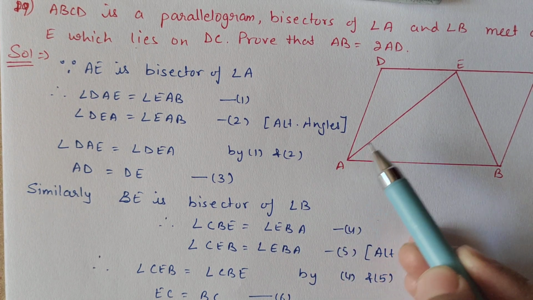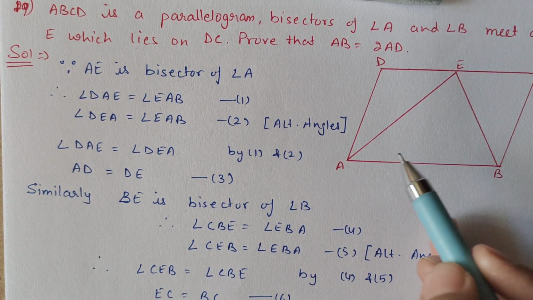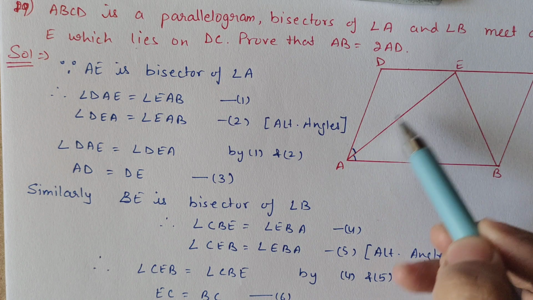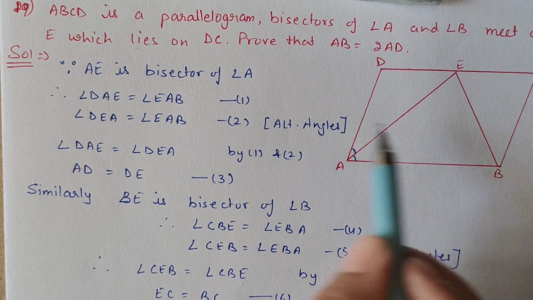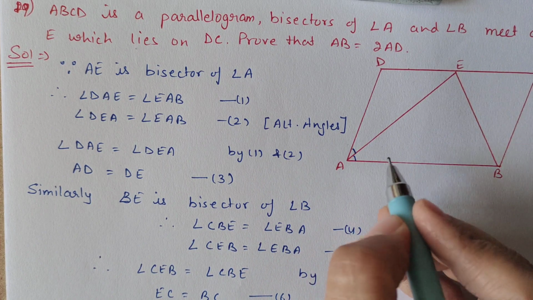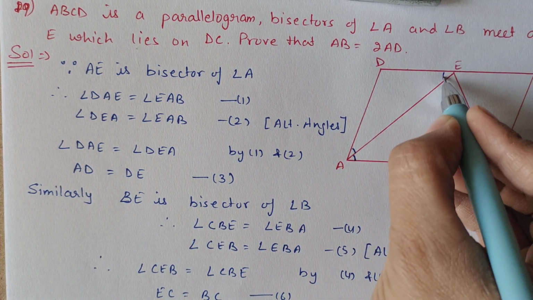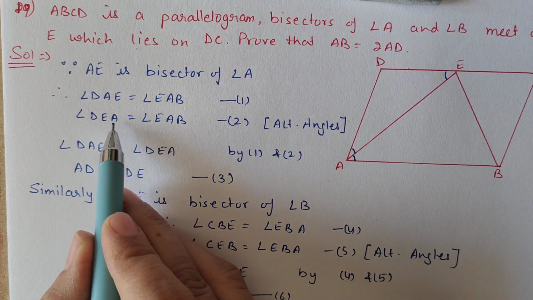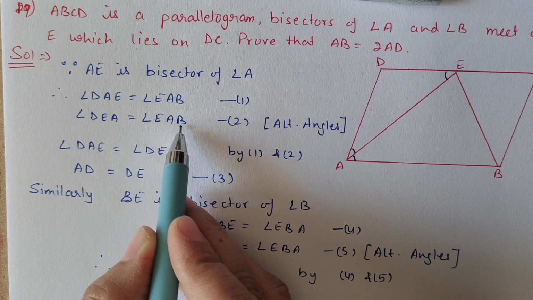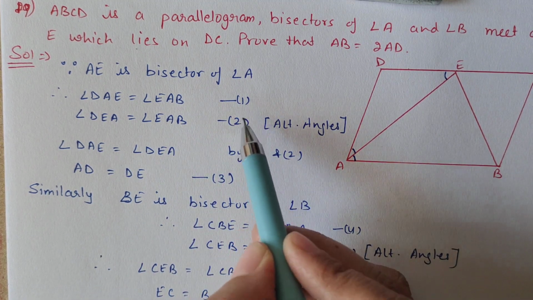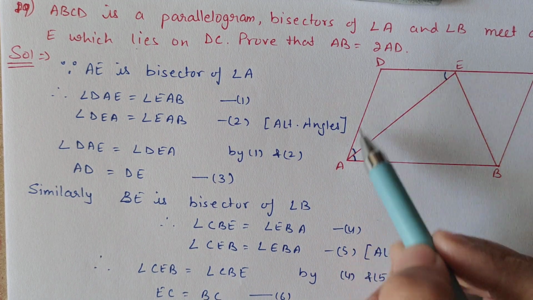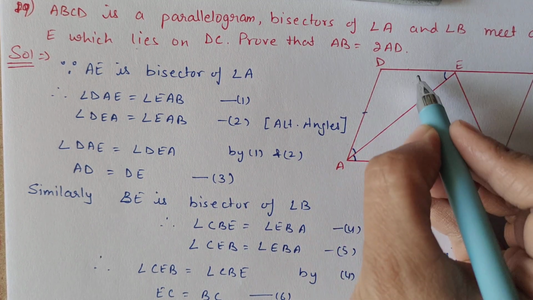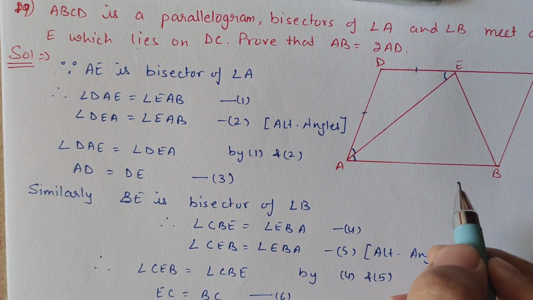So first it is given AE is the bisector for angle A. It means this angle and this angle are equal. Angle DAE and angle EAB are equal to each other. Next we can say this angle and this angle will be equal because these two are alternate angles. So angle DEA is equal to angle EAB. Now with the help of these two relations we can say angle DAE and angle DEA are equal. These two angles are equal. It means these two sides are equal to each other.